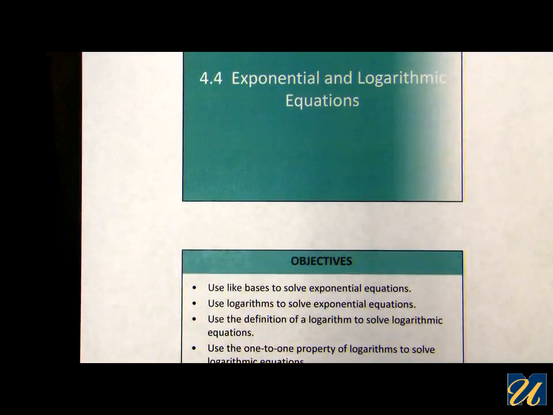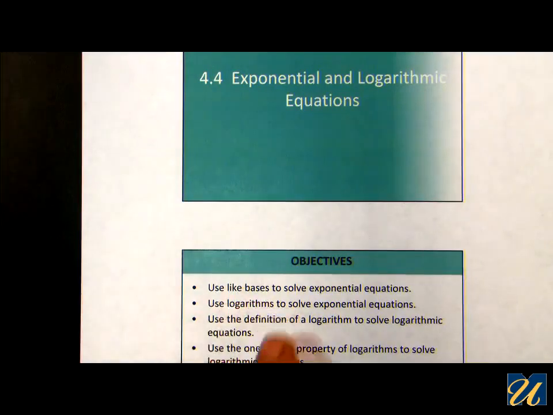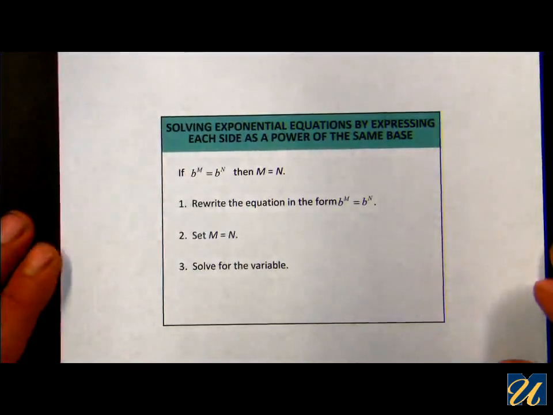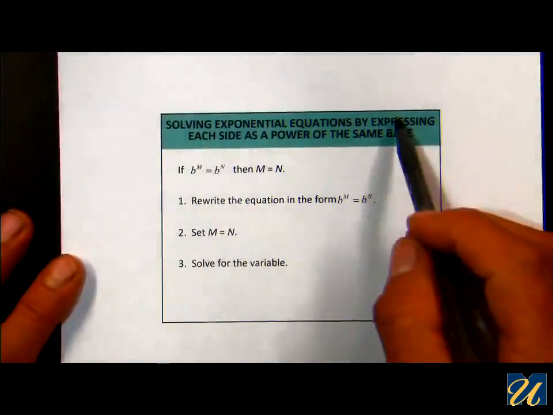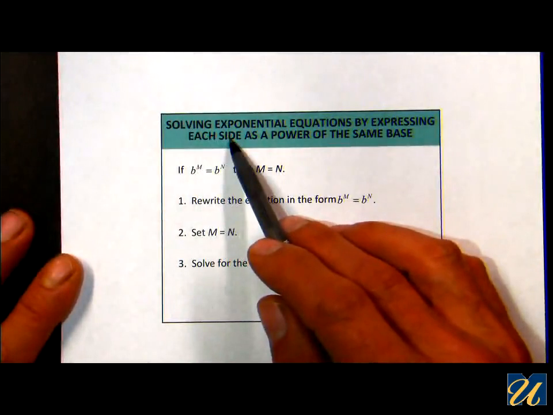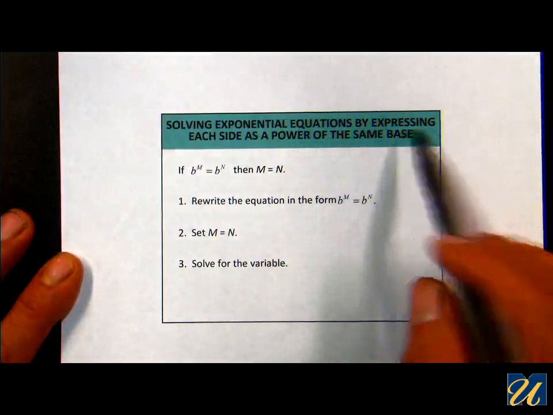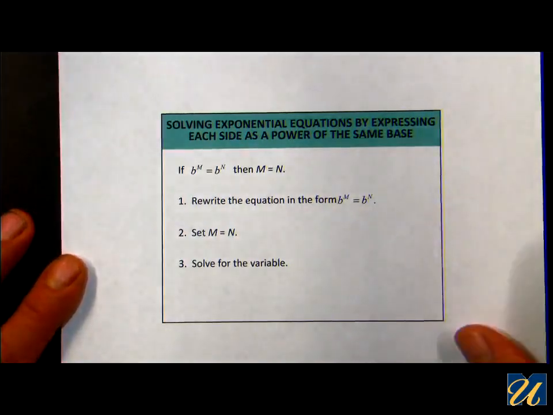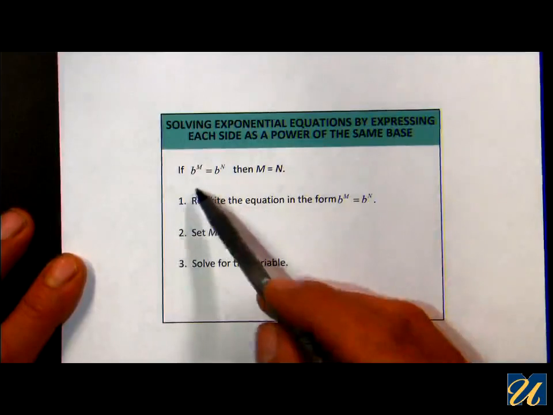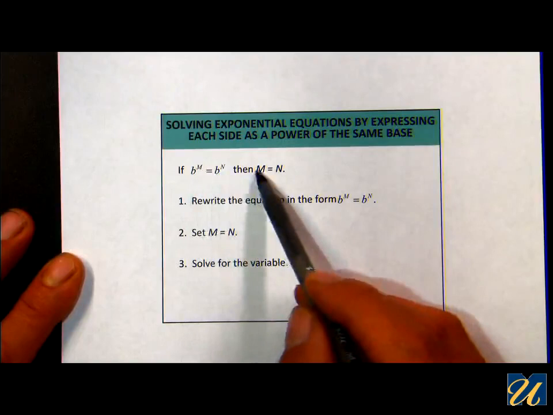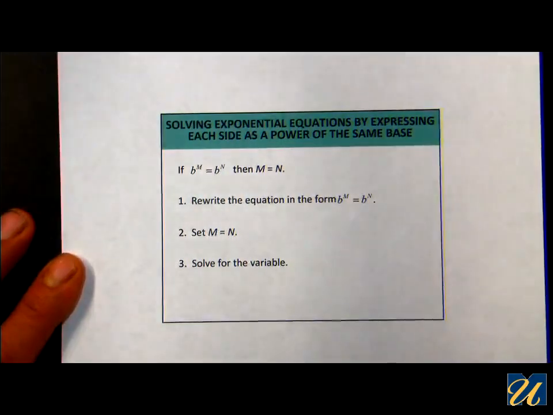Let's take a look at what it means to use like bases to solve exponential equations. Express each side of the equation as a power of the same base, if possible. It's not always possible to do that, but if you can, and you have the same number on both sides as the base, then the exponents have to be the same. Otherwise, you would say something like 2 to the third power is the same as 2 to the 10th power.